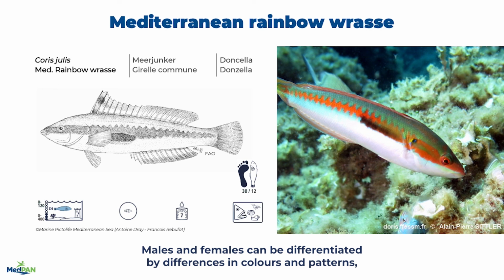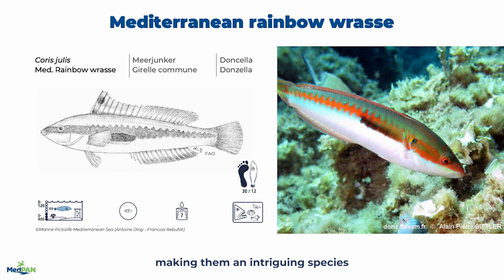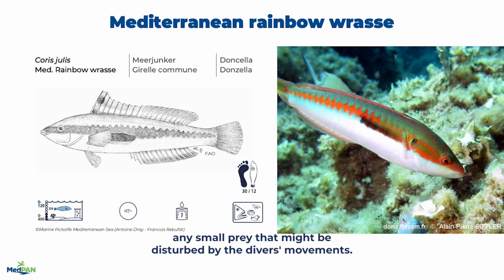Males and females can be differentiated by differences in colors and patterns, making them an intriguing species for divers and snorkelers to observe. These wrasses are commonly found swimming close over the reef, feeding on small crustaceans and worms. They are known for their curious nature, often following divers around, possibly in hopes of catching any small prey that might be disturbed by the diver's movements.